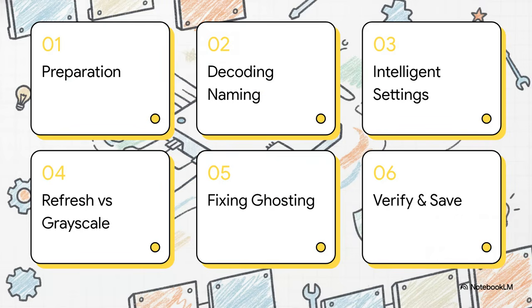So, here's our roadmap for today. We're going to cover: 1. Preparation and initial setup. 2. Decoding module naming. 3. Automated intelligence settings. 4. Refresh rate versus grayscale. 5. Fixing fade and ghosting. And finally, 6. Verification and final save.